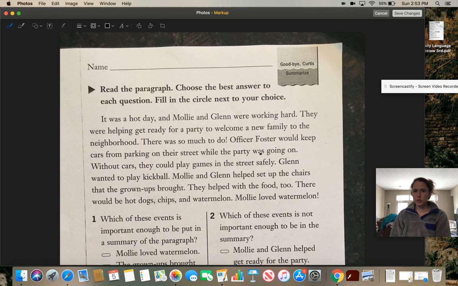I hope you enjoy rereading Goodbye, Curtis. I think it's a nice little story. Kind of makes me a little sad to think about Curtis leaving his postman job, just like it's a little sad that I'm not going to be your teacher next year.